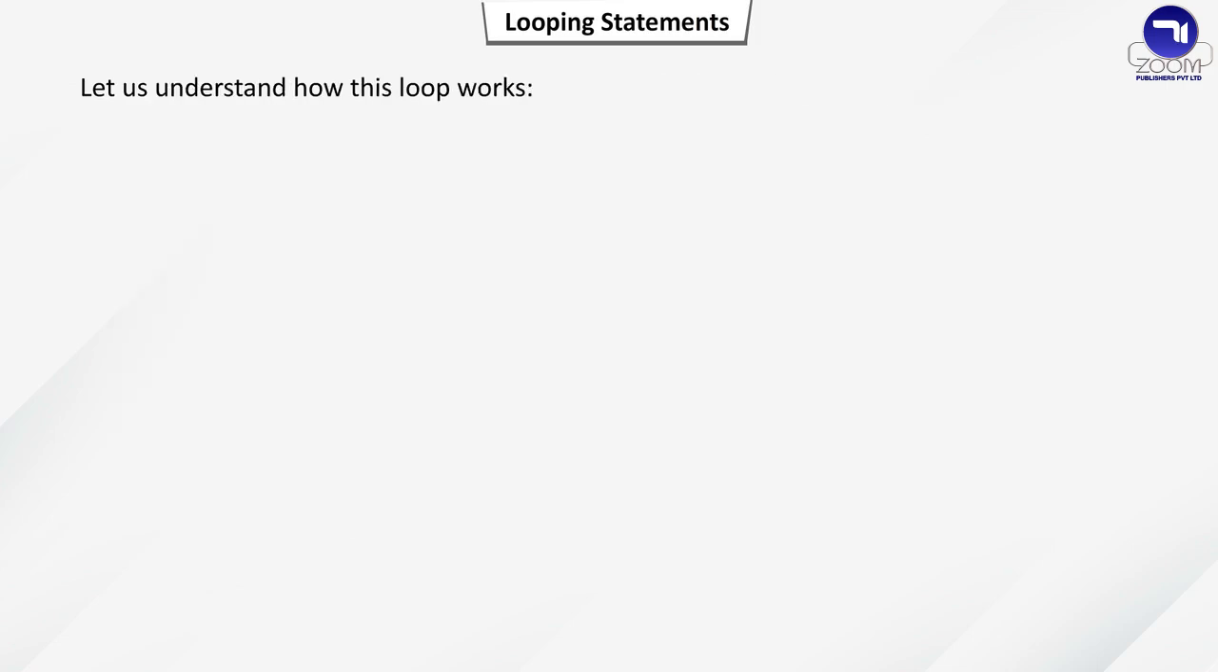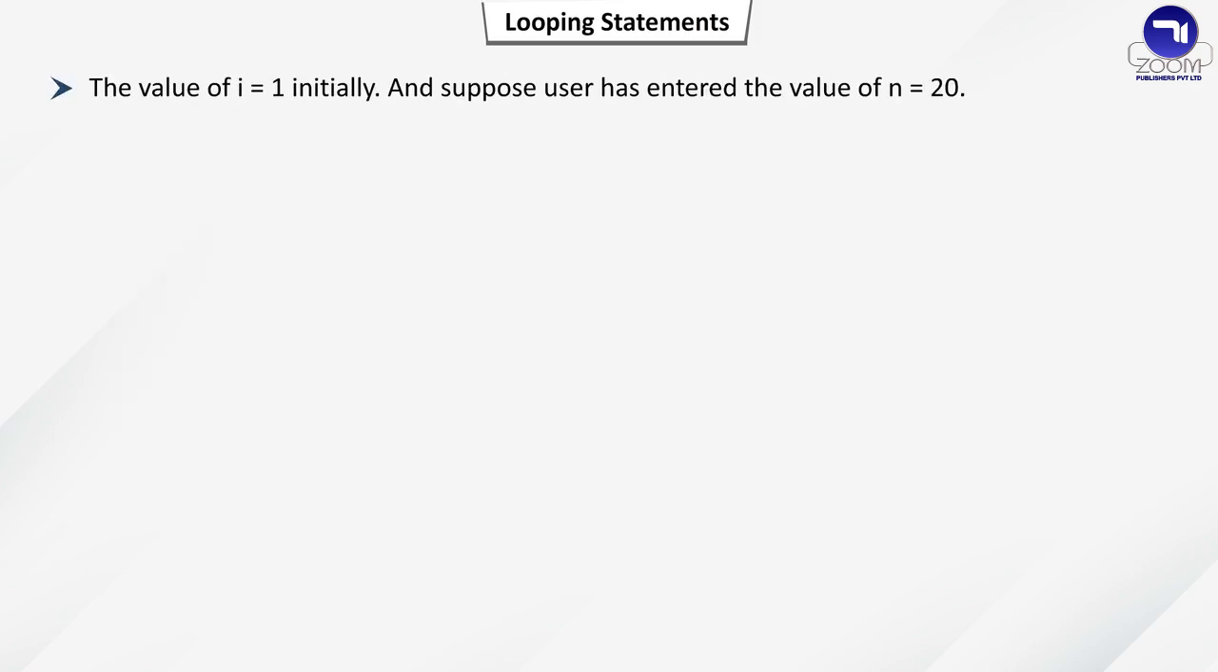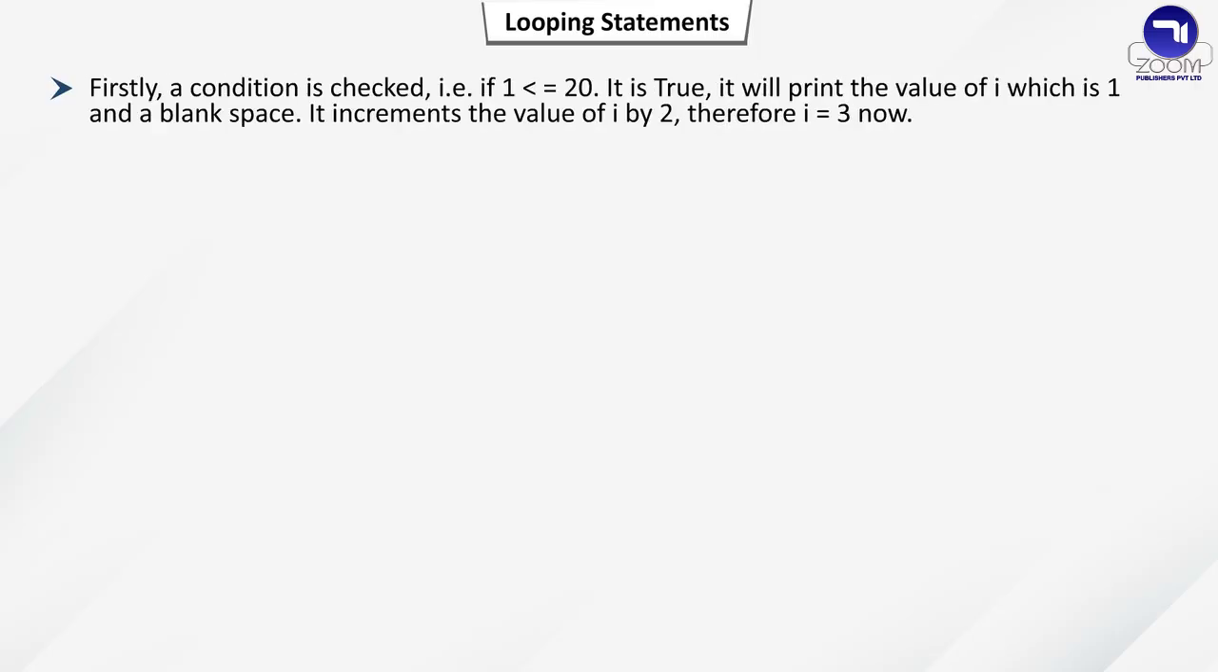Let us understand how this loop works. The value of i is equal to 1 initially, and suppose user has entered the value of n is equal to 20. Firstly, a condition is checked. That is, if i is less than or equal to 20, it is true. It will print the value of i, which is 1, and a blank space. It increments the value of i by 2, therefore i is equal to 3 now.